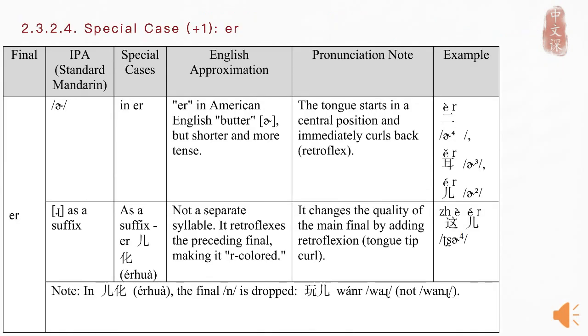Special case r. R is pronounced as in American English butter, but shorter and more tense. The tongue starts in the central position and immediately curls back. As a suffix, it changes the quality of the main final by adding retroflexion. For example, jur. In Erhua, when r is a suffix, the final n is dropped. For example, war.